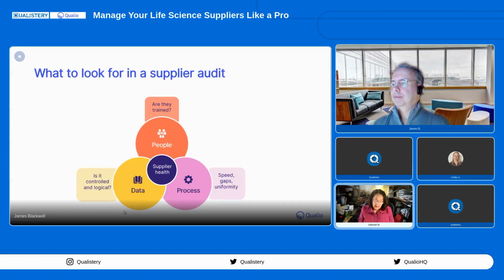So I talked about data integrity. As far as the process is concerned, the best would be if they had process maps, but if they don't, then they have to be able to describe the process to you. Gaps in uniformity, speed, all of those things have to do with the rigor of their processes and their quality systems. And it all leads up to the health of the supplier.